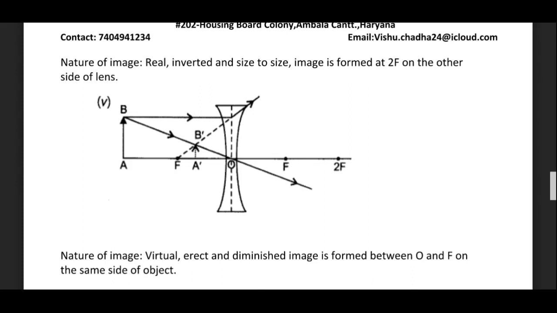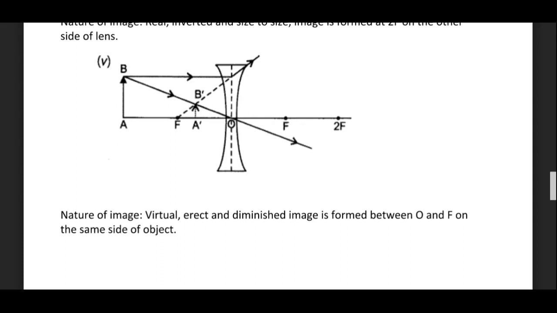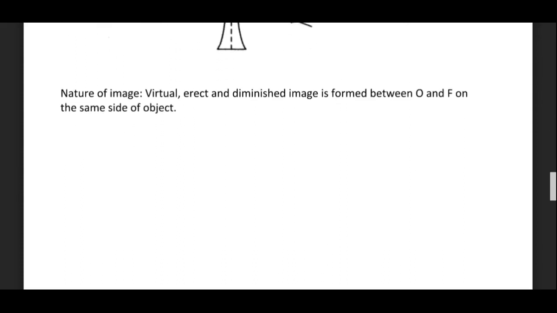So this is the object. You can see the object size is more than the image. Oh, sorry, the image size is less than the object size. So you can say the image formed is diminished, virtual and direct, right? Okay.